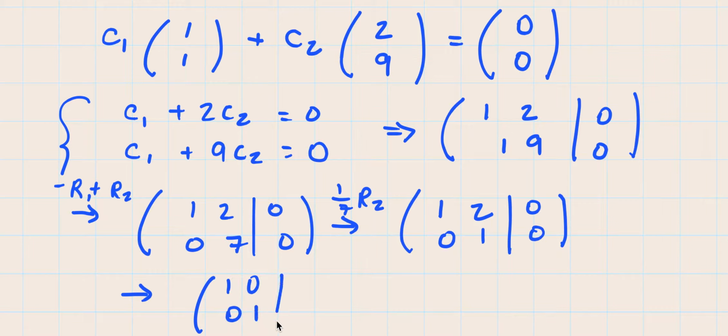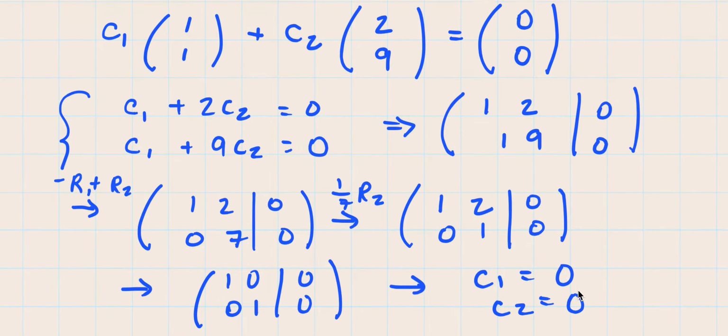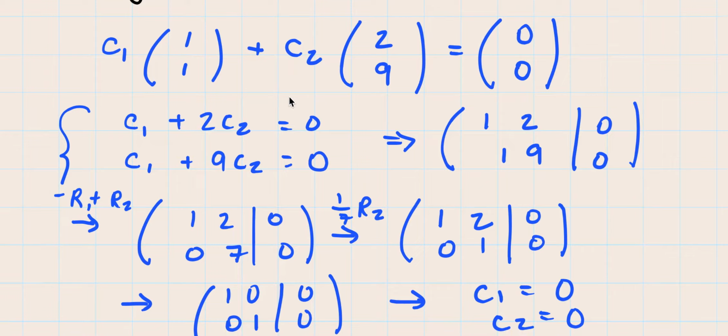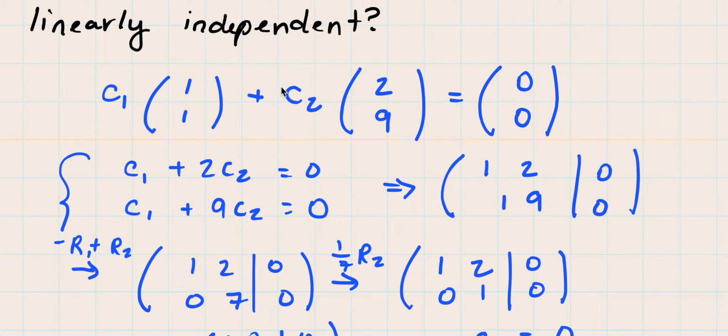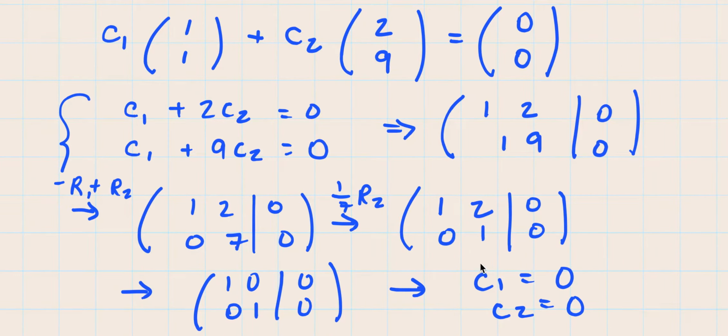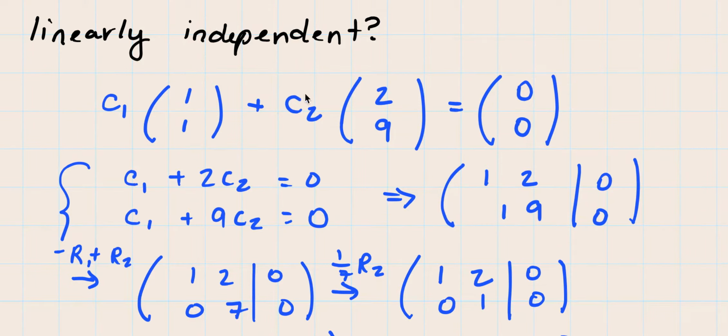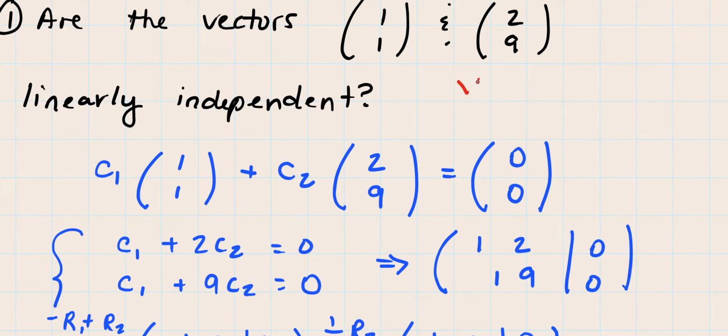So this is the reduced row echelon form, which tells us that C1 is 0 and C2 is 0. So there is not a C1 or a C2 that's non-zero that satisfies that this vector plus this vector is equal to the 0 vector. So when you can only find that you get the trivial solution, C1 is 0, C2 is 0, then these two vectors are linearly independent. So the answer to the question is yes, they're linearly independent.